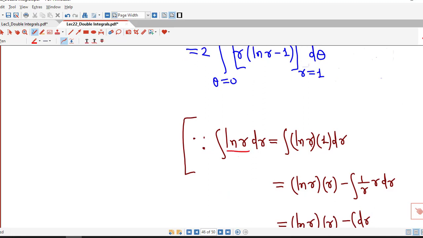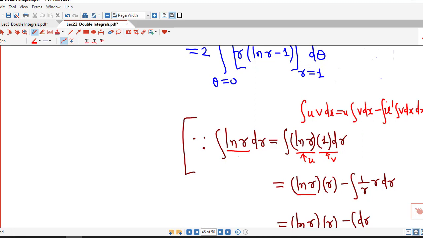We write log r as a product of two functions, log r itself and constant function 1. So we use that formula, integral of uv dx is u as it is, integral of v dx, minus derivative of u, integral of v, and then integral of this product. So here u is considered as log r, 1 is considered as v.